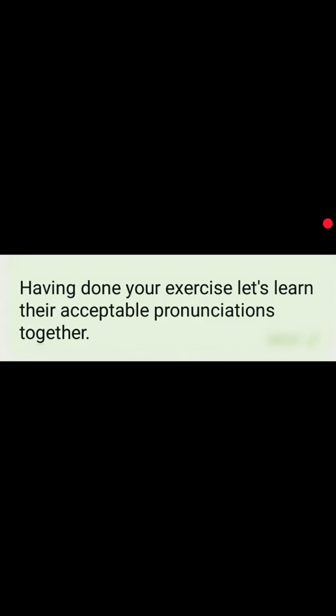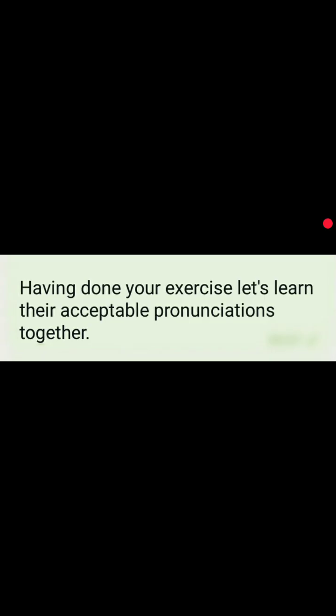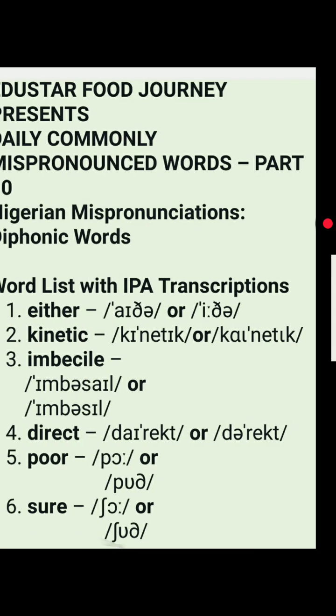If you want to master how pronunciations are done in the English language, of course, you have to do the exercise that I gave before you continue. Now, I believe you've done the exercise, and if you have, join me as I give you the right and acceptable pronunciations of each of the words that are listed.